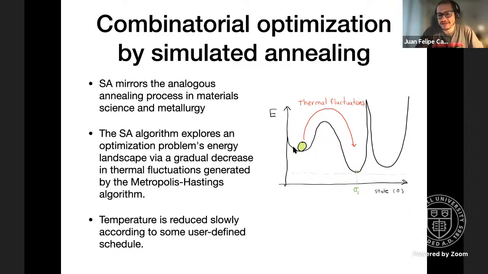If you're stuck here, by simulating thermal fluctuations, the thermal fluctuations will eventually possibly land you here and you solve the problem, right? So this optimization problem, or this energy landscape, is explored via gradual decrease in thermal fluctuations generated by a Monte Carlo algorithm, right? And then the temperature is reduced slowly such that we eventually come here, right? That's simulated annealing in 2 minutes.